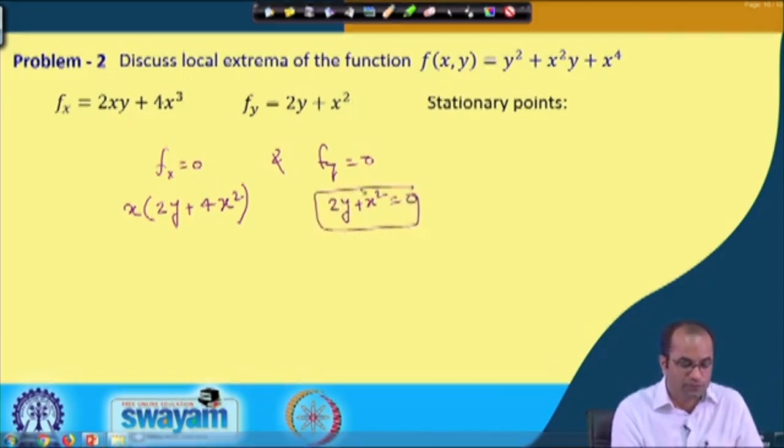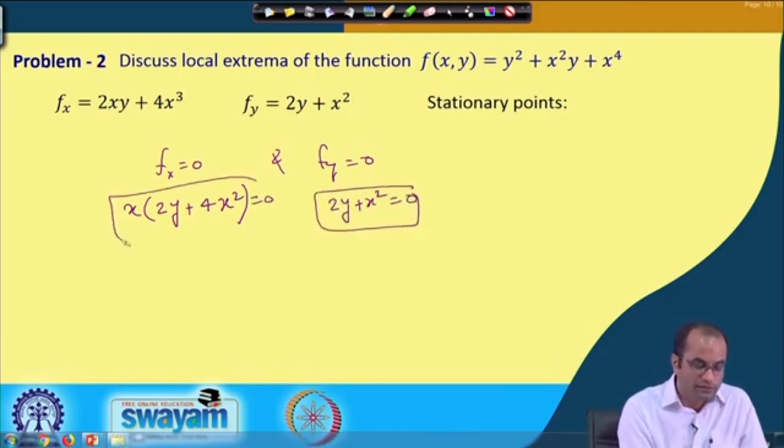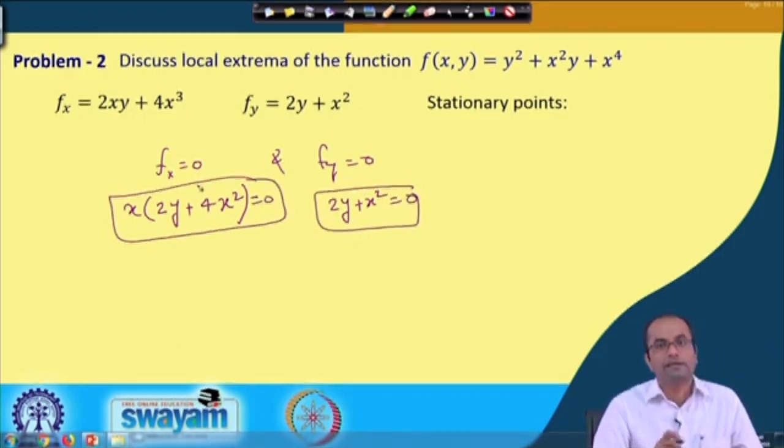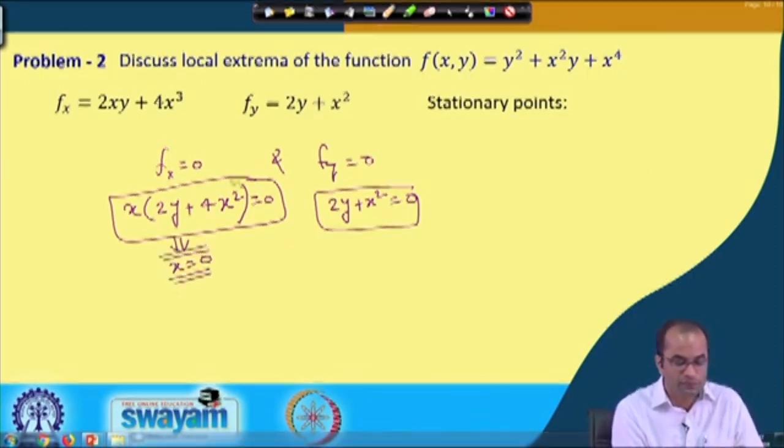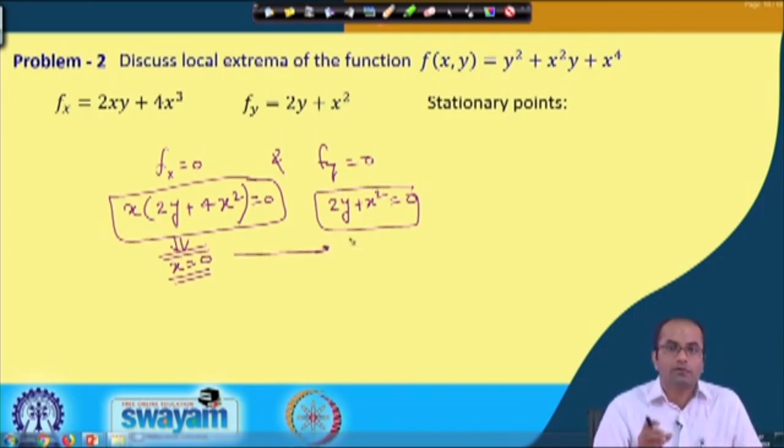So, out of these two equations, we need to get all the points which satisfy these two equations. From the first, immediately we see that x equal to 0 satisfies, at least there is a point here, x is equal to 0, which satisfies this one. So, corresponding to this, when x is equal to 0 here, what will be the value of y from the second equation, because we are looking for all the points which satisfy both the equations together.